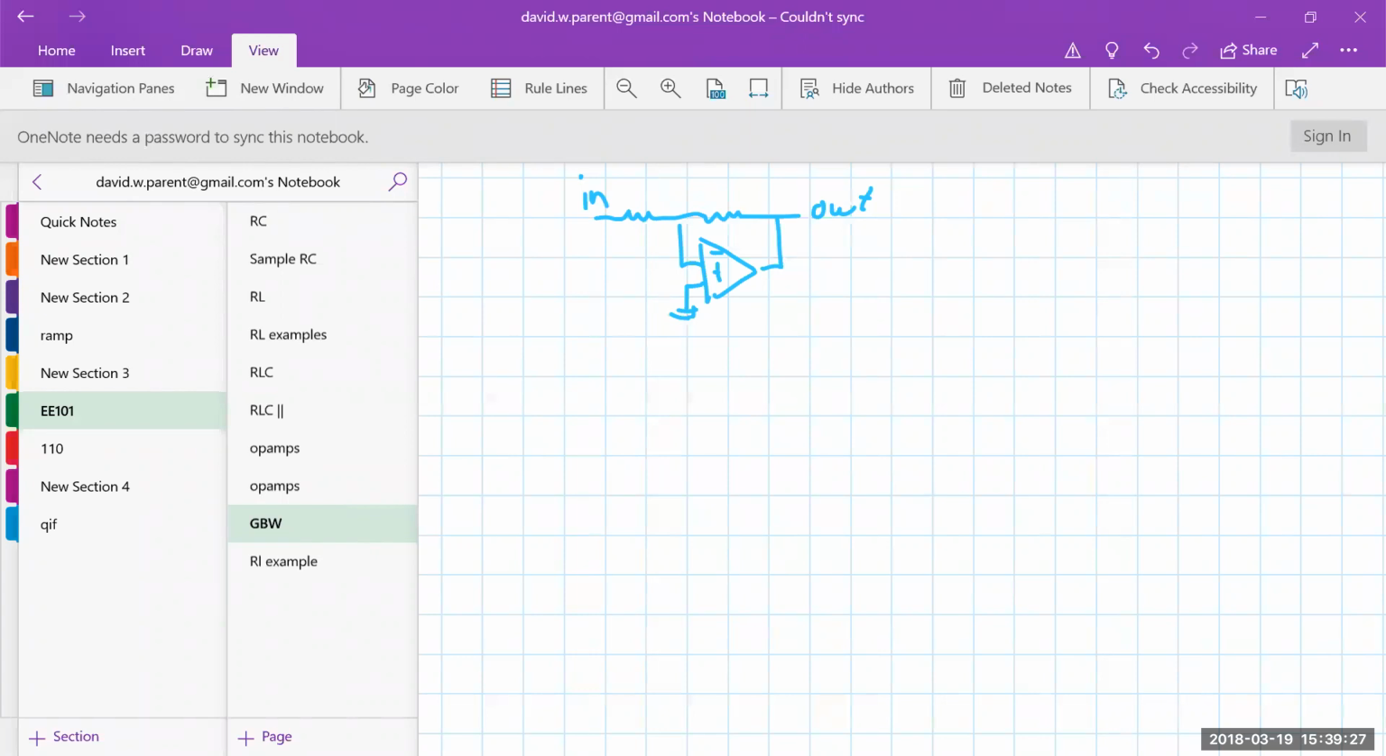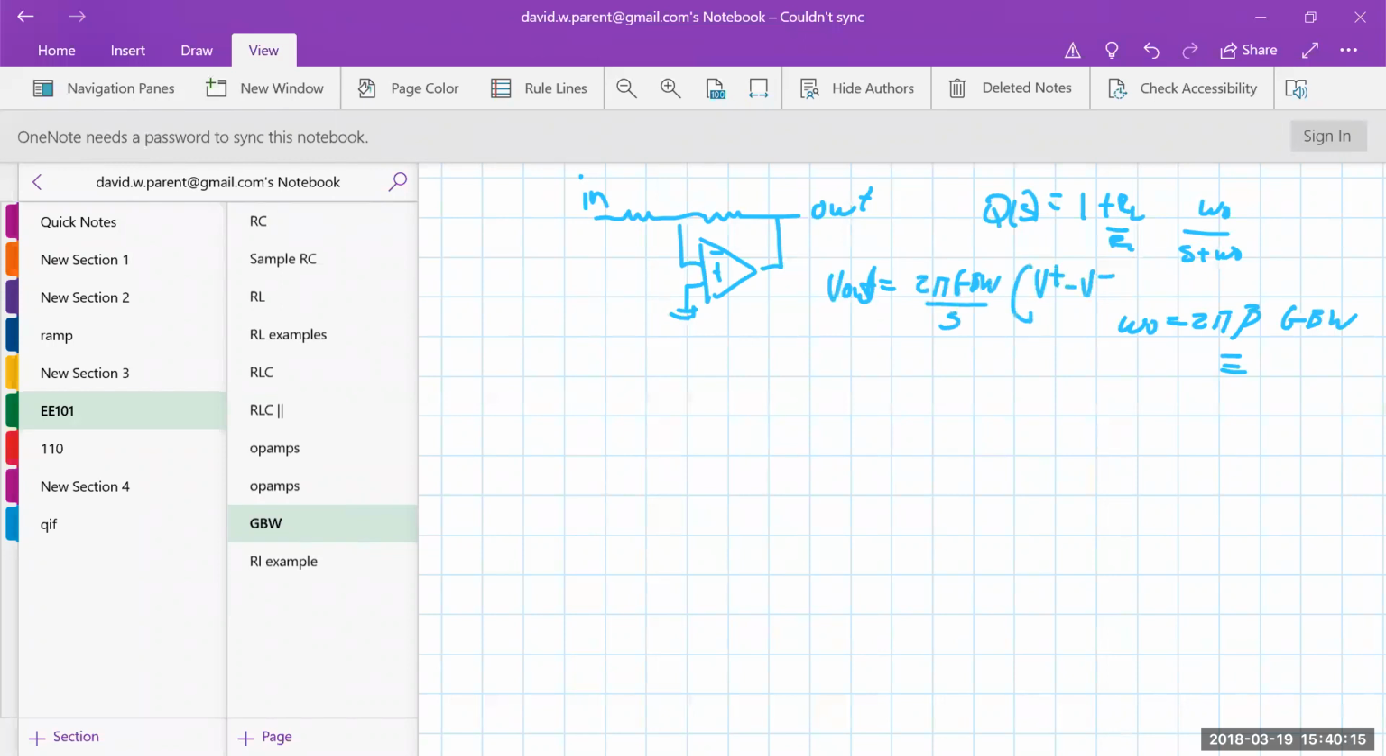So before, for the non-inverting case, it was really kind of easy. It was 1 plus R2 over R1, times omega naught over S plus omega naught, and omega naught equals 2 pi beta gain bandwidth. Okay. And you can use nodal analysis with this as well, and you would just put V out equals 2 pi gain bandwidth divided by S, times V plus minus V minus.